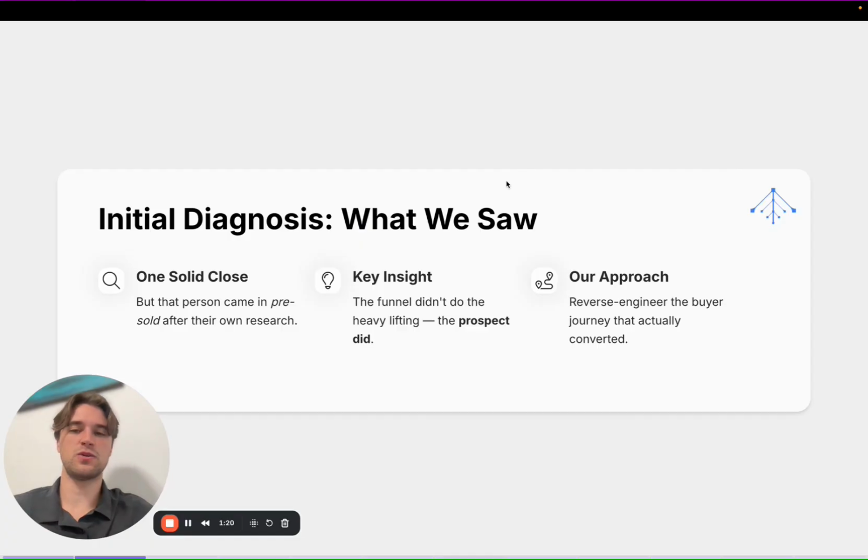So the initial diagnosis and what we saw, we did have this one solid close come through, this $12,000 in revenue, but that person came in pre-sold after their own research. So the funnel didn't do the heavy lifting. We were able to actually track what they had done, and they came in through the funnel. They booked a call, then they went to the website and they actually downloaded an ebook that we created for our client. And the purpose of that ebook is to sell people on the solution, on the process, on the strategy, how the client I'm working with actually helps people get the outcome that they're looking for, that he promises, and why it's different and more unique than anything else.